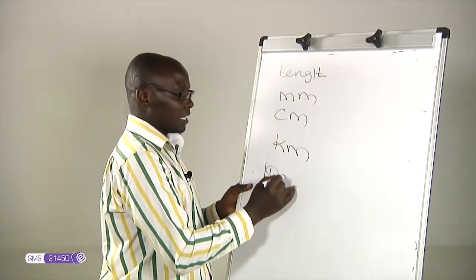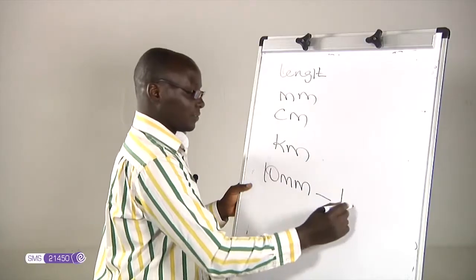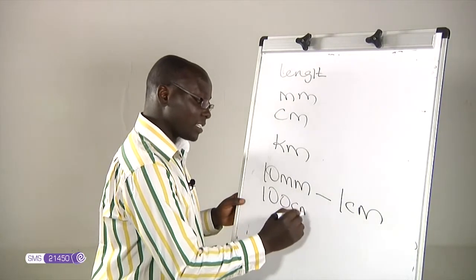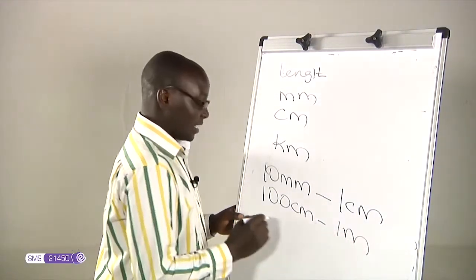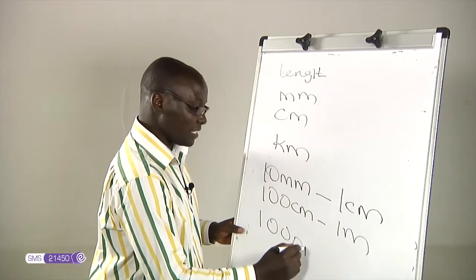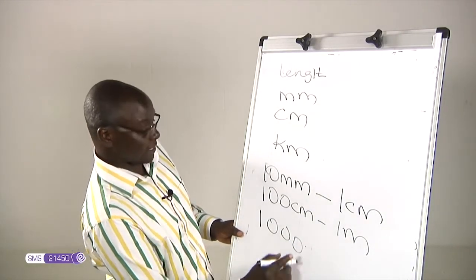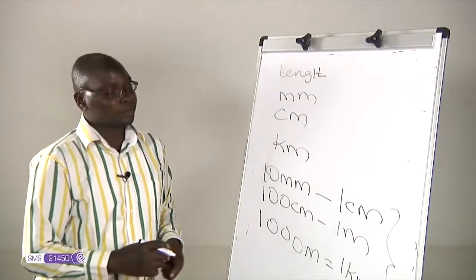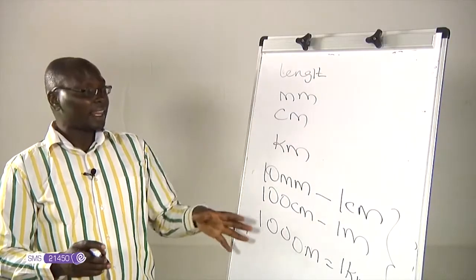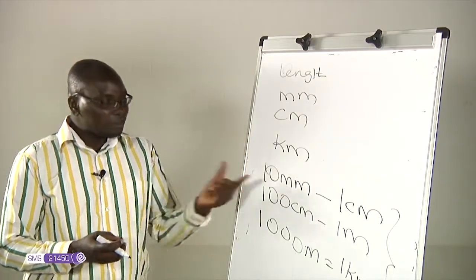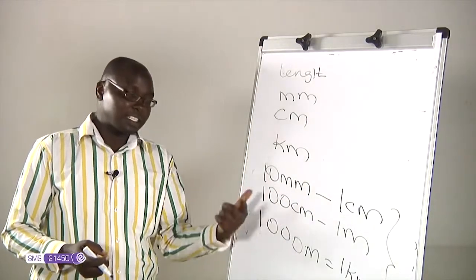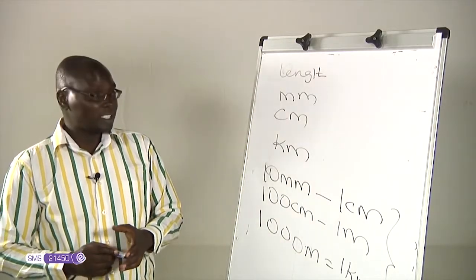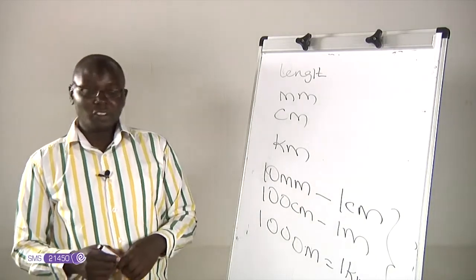We know that 10 millimeters make 1 centimeter, and 100 centimeters is equal to 1 meter, and therefore 1,000 meters is equal to 1 kilometer. It's good. Those are the most common ones. I know there are others, but these are the most common. 10 millimeters make 1 centimeter. 100 centimeters is equal to 1 meter, and 1,000 meters is equal to 1 kilometer. It's good for Form 1s at this level to know how to convert units of length.